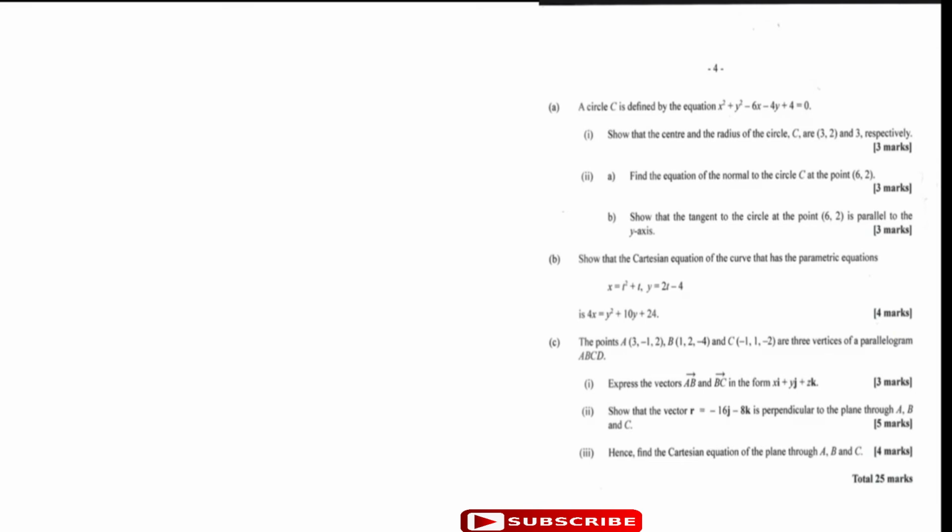Question 4 tells you that a circle is defined by the equation x squared plus y squared minus 6x minus 4y plus 4 equals 0. And it says show that the center and the radius of the circle is 3, 2, and radius 3. So let's do that. A circle is defined by x squared plus y squared minus 6x minus 4y plus 4, and this is equal to 0.